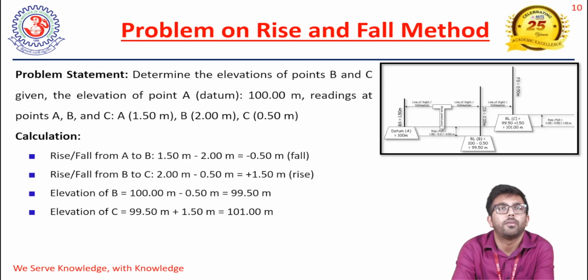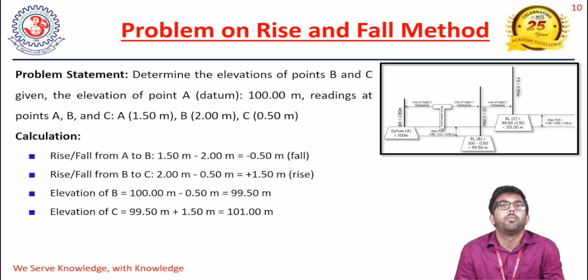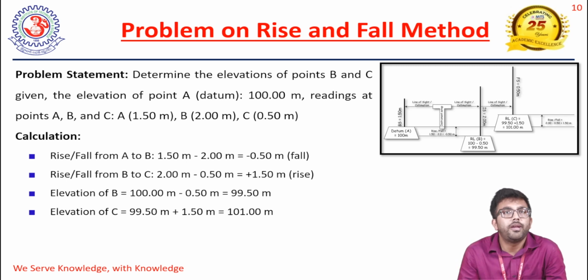So here, the problem states: determine the elevation of points B and C, given the elevation of point A, that is 100 meters. The readings at points A, B, and C are 1.5 meters, 2 meters, and 0.5 meters. As I said, there are points A, B, and C, so three readings have been taken.